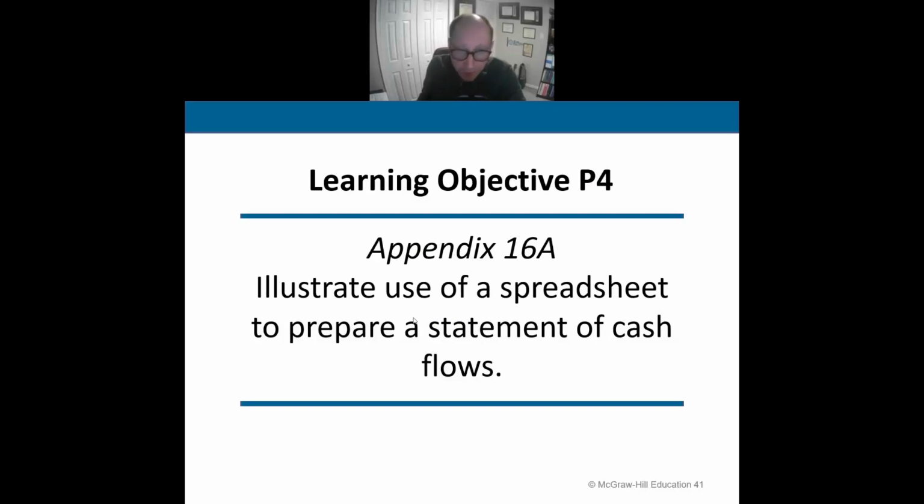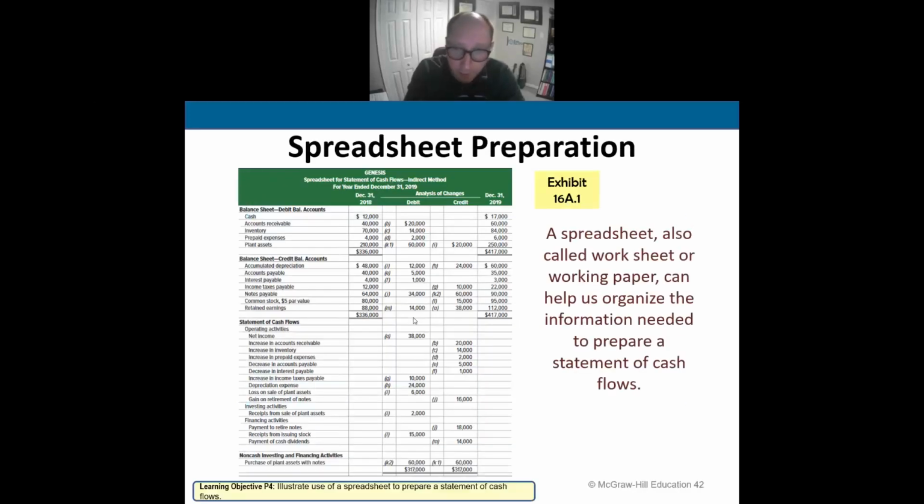You could use a spreadsheet to prepare the statement of cash flows, but this is the 21st century. So in most cases, a financial accounting system like QuickBooks or NetSuite by Oracle or some type of accounting software will do all this stuff for you. But this is just an example of what it would look like in Excel if you really wanted to go that route.